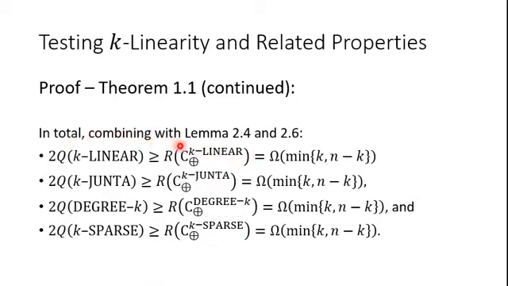So in total, combining with Lemma 2.4 and 2.6, 2.6 was for the k-balanced disjoint complexity, and 2.4 was for the query versus the communication complexity. So in total, we get the following relations between the query complexities of testing these properties and the communication complexities of the corresponding games, which we just saw is equal to omega of minimum k, n minus k, which was derived from k-balanced disjoint. So we complete our proof for 1.1.